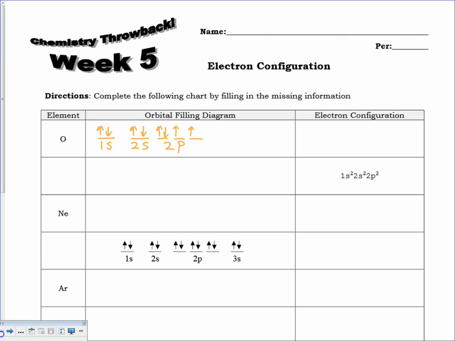Then writing the electron configuration isn't too bad. You just write the sublevels and how many electrons are in them. So we write 1s2, 2s2, 2p4.